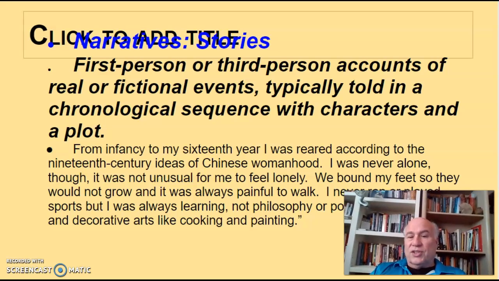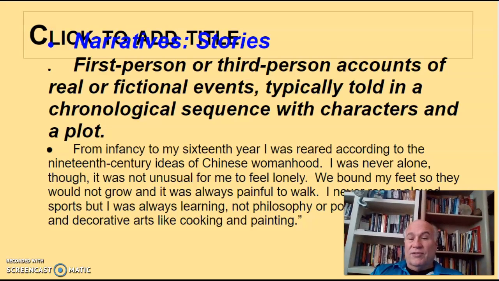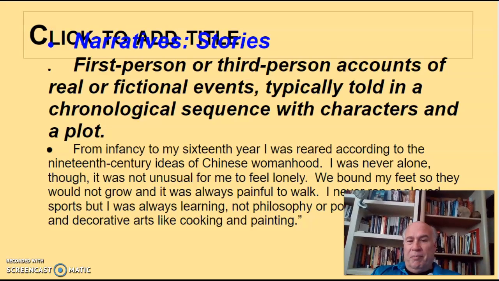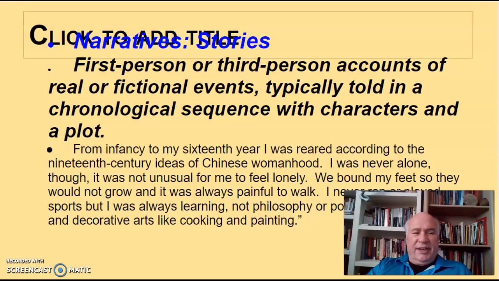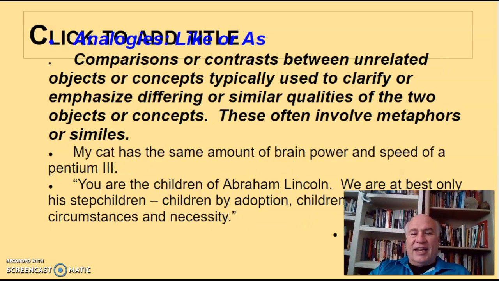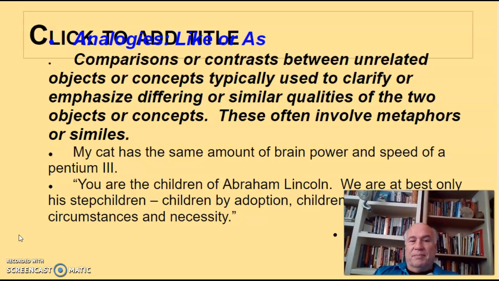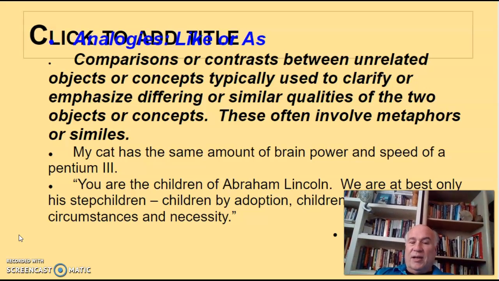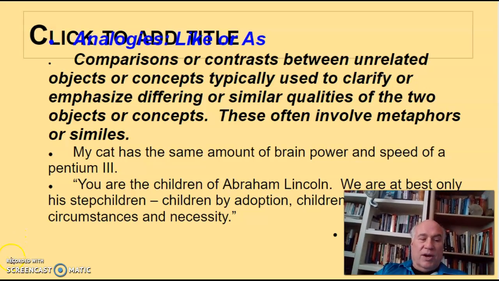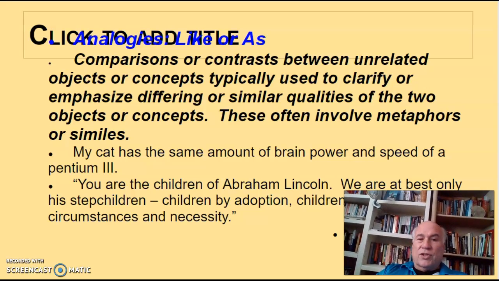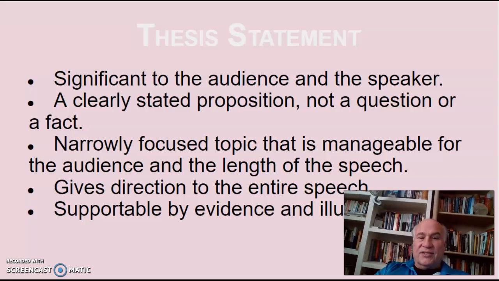Narratives and stories, first and third person accounts, real or fictional. Jesus was a master storyteller. He used many parables and stories. Then you have analogies, things that are like or as, metaphors, things that represent others. Comparing and contrasting is something that helps add beauty and power to your speech. So use evidence. This is just the beginning of different kinds of evidence.